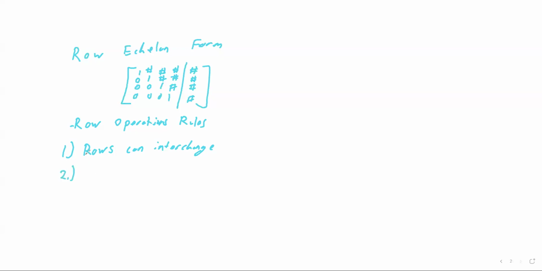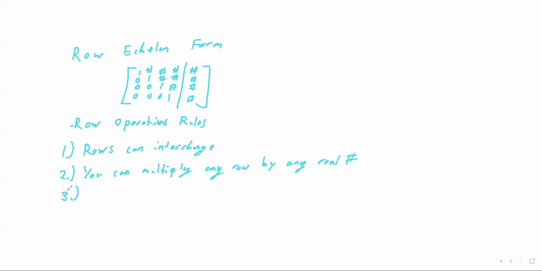You can multiply any row by any number that's not 0. So you can multiply any row by any real number. You can technically multiply by 0. You just wouldn't produce anything. It would eliminate everything, and then you'd be stuck.